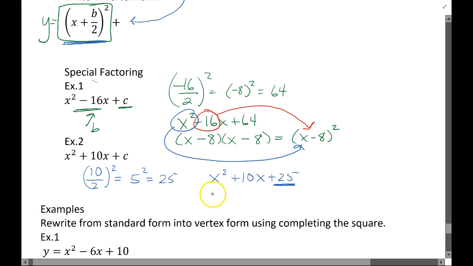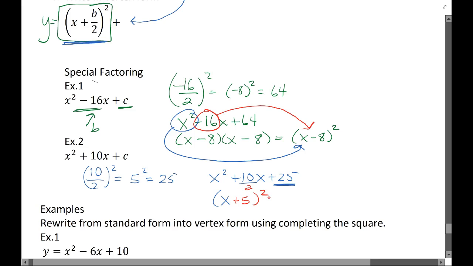So here, if we use that shortcut, the x squared becomes x. You're going to take half of this number, and taking half of that, let me use a different color, is where we're going to get our plus 5, and then quantity squared.